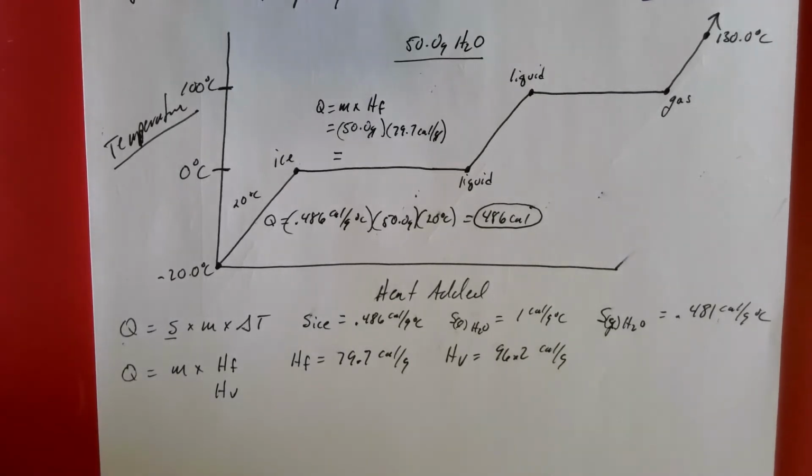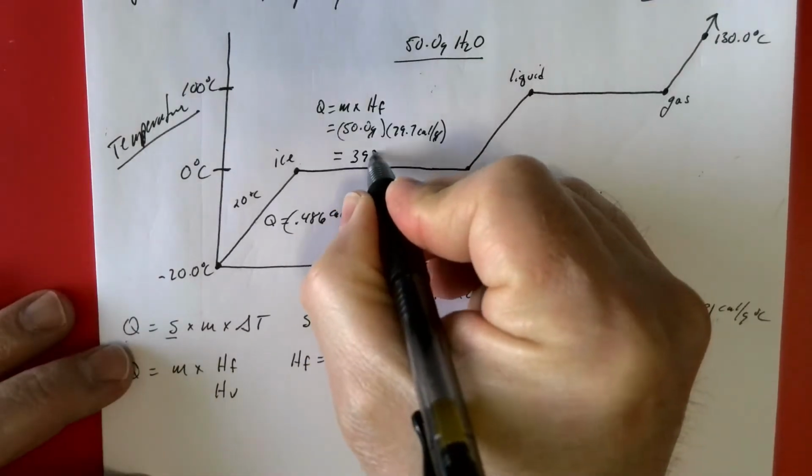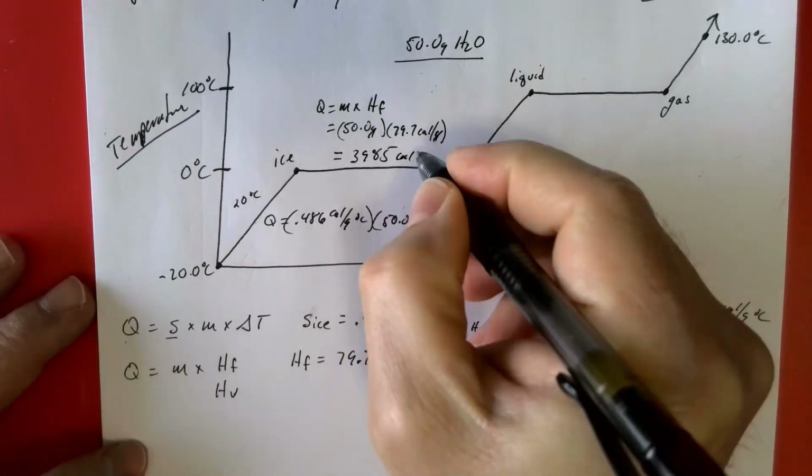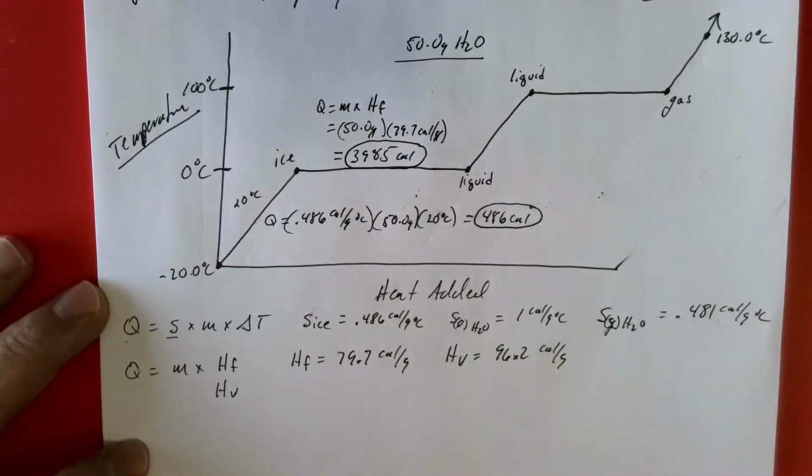Anybody at all? Nobody can do that math? 3,985. 3,985 calories. Anybody back Heslop up? Yeah? Okay, so we're there.